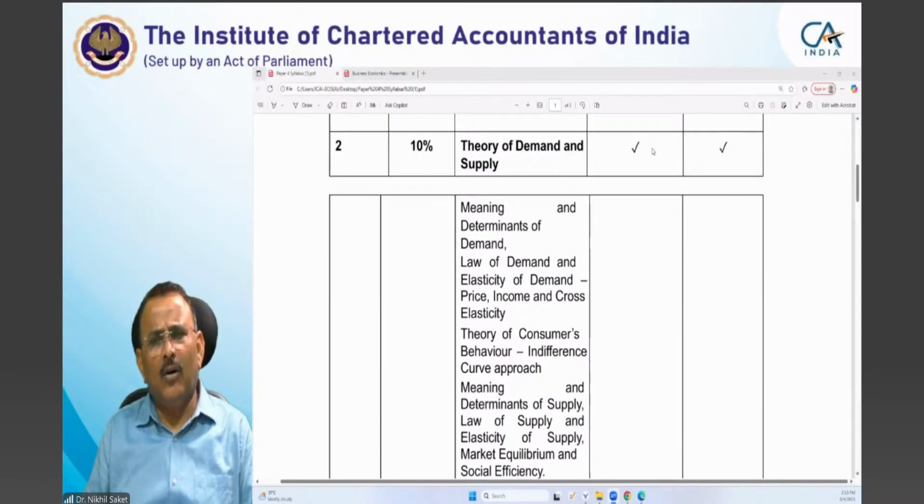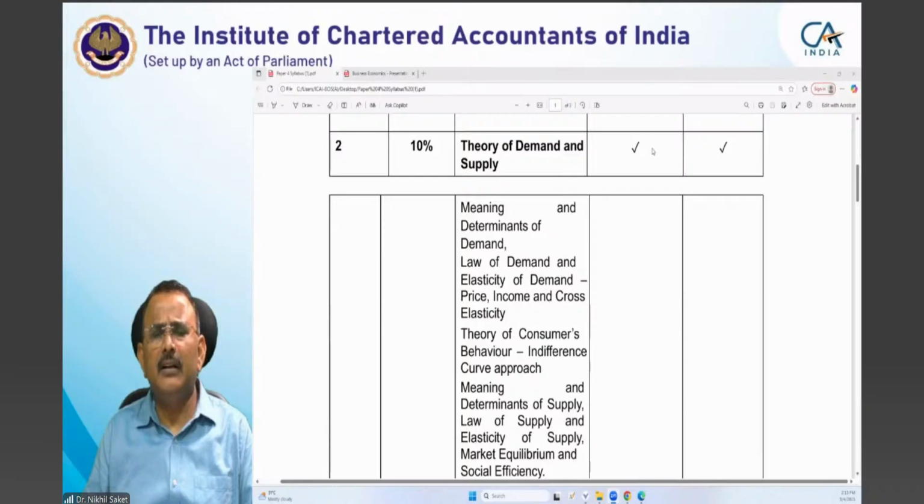Again, for all the concepts which I have just told you, you need to be aware that questions can come from them. Another important concept is consumer surplus. Again, in various examinations, questions on consumer surplus have also been coming.